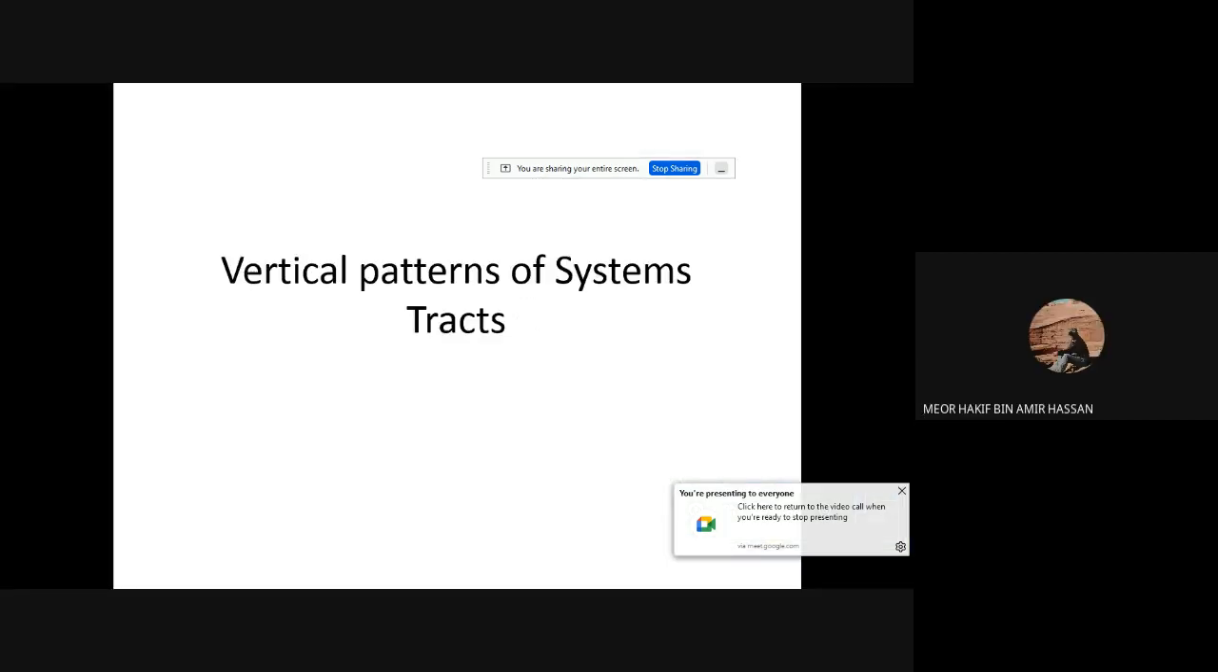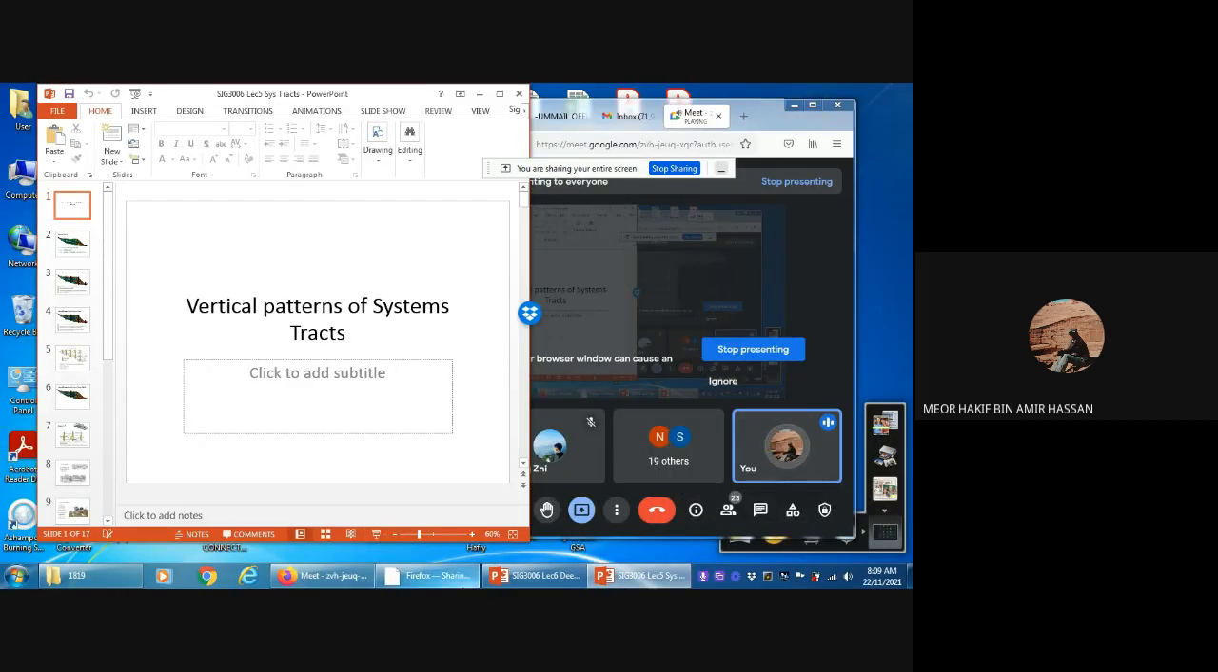Okay, so this is still SIG 3006 stratigraphic methods, and today will be lecture number 6. I'll just give you a recap here of what we've learned up to now.